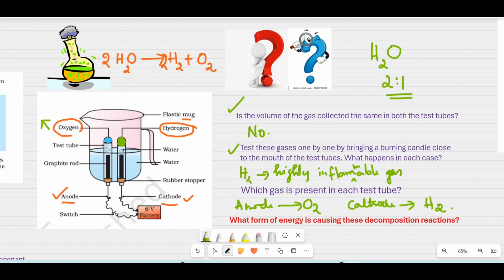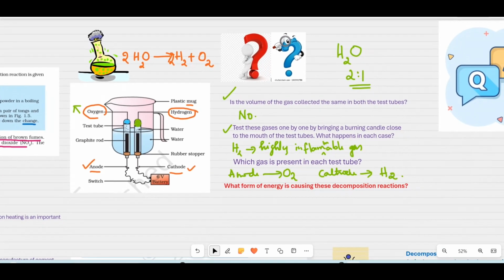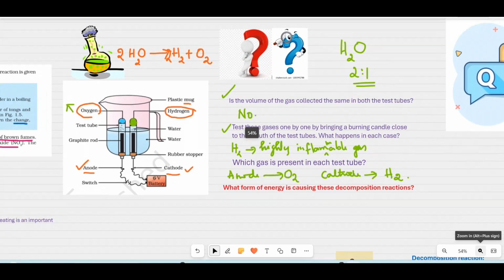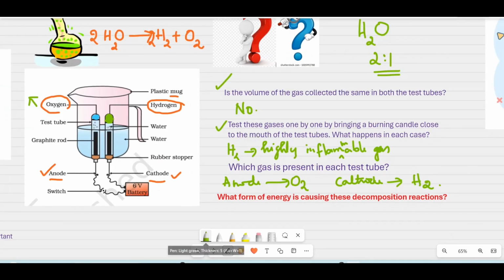Now we have one more question to answer. What form of energy is causing these decomposition reactions? We have used electricity for decomposing these substances, so the energy used is electricity. We used electrical energy for the decomposition of water. This kind of decomposition we call electrolytic decomposition. So decomposition of water is an example of electrolytic decomposition.